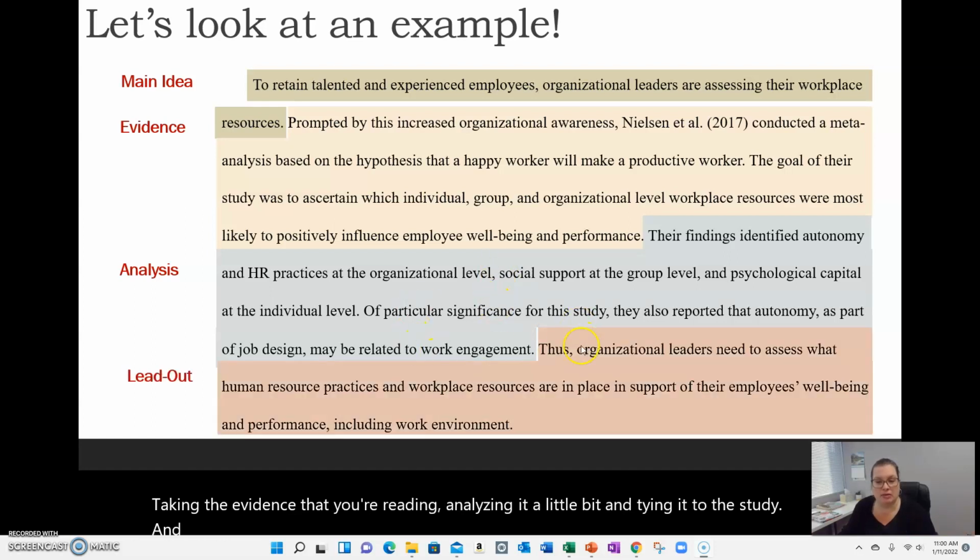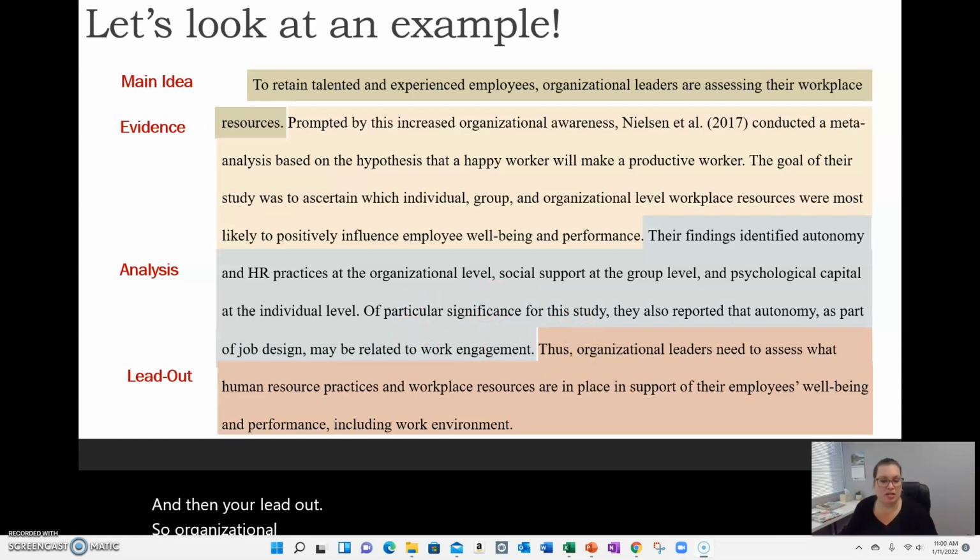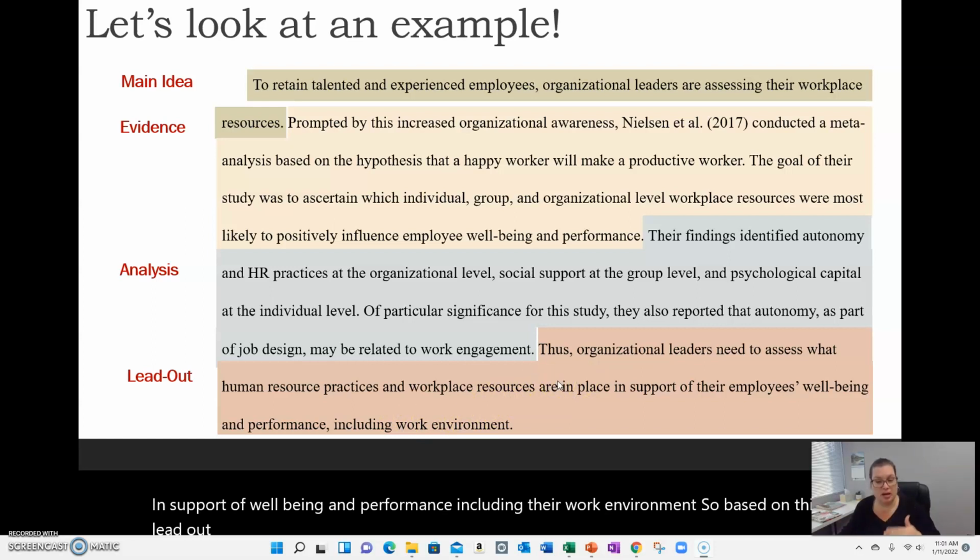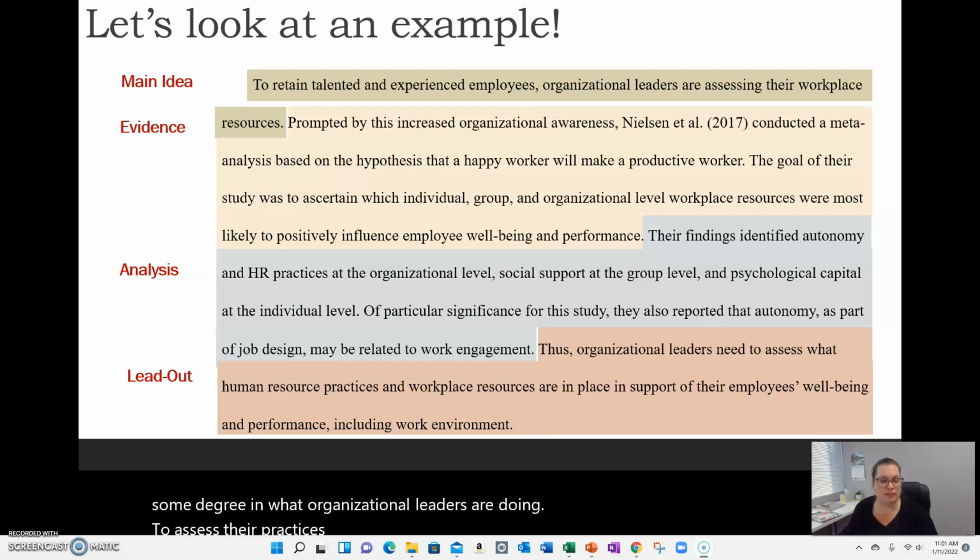and then your lead out. So organizational leaders need to assess their practices and workplace resources in support of well-being and performance, including their work environment. So based on this lead out, the next paragraph should talk about work environment to some degree and what organizational leaders are doing to assess their practices and workplace resources.